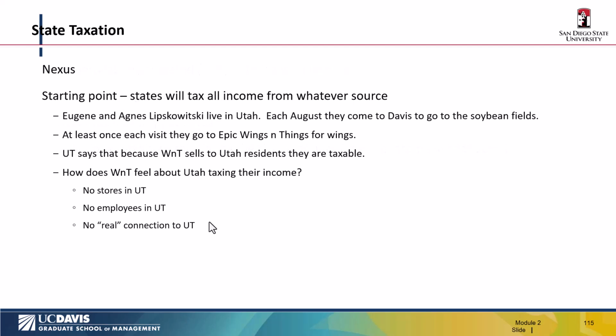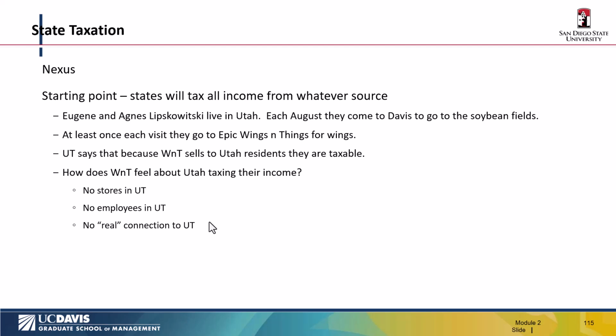All of this starts with this concept of nexus. Nexus is our starting point, and this is the minimum connection required for a state, really a jurisdiction, but in this case states, to tax a foreign business. That's a business not from overseas, but just from outside of the state. If you got to dream up the rules and you lived in the state, you would say, all right, the starting point is I'm going to tax all income from whatever source, a little bit like the federal government does.